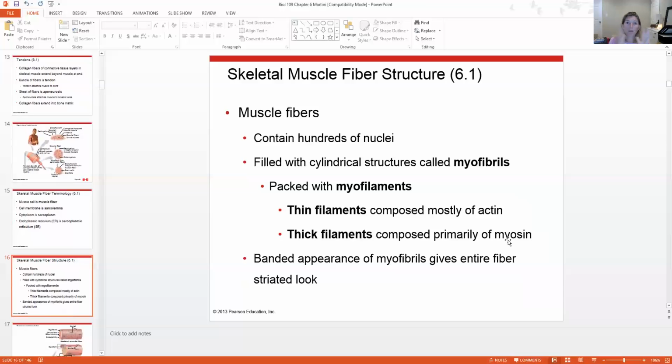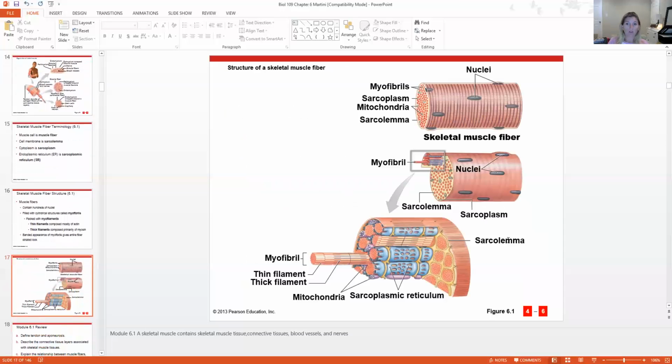So these myofibrils, which are made of thick and thin and thick and thin filaments, are what make that striated appearance for our muscle fibers. That's what gives our muscle fibers those stripes, so to speak. So here you see what I'm talking about. Here is a muscle fiber with all of its nuclei. Inside of that fiber, see all those dots? Those dots are the myofibrils.